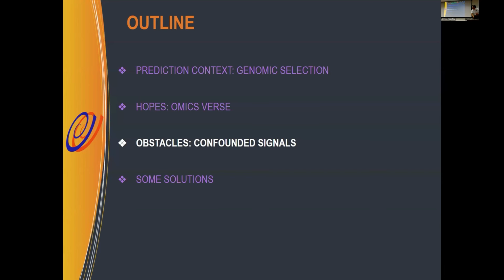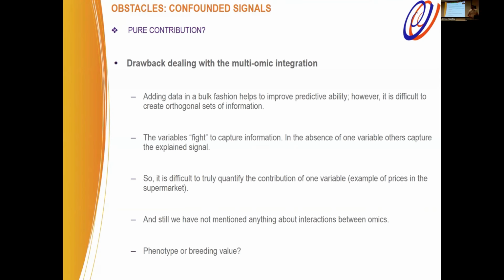So let's talk a little bit about the obstacles. And this is the important part. Many times we might have some problems trying to interpret the results. Again, the goal is not to predict the performance. Probably for a breeder it is to advance the debate. So adding all this data in a good function can help to improve predictability.